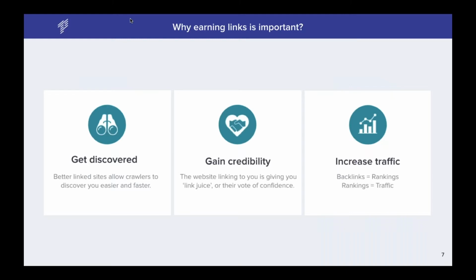Because if you're on the second page, the amount of people that will click on that result is way smaller than when you're in position 1, 2, or 3, for instance. These are the three: get discovered, gain credibility, and of course, increase traffic. But all of it requires specific content, because it boils down to first having great content, and then you can start earning those backlinks. Without those two, you just cannot succeed in SEO or in the online world in general.